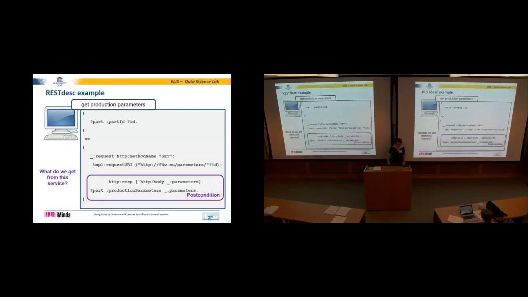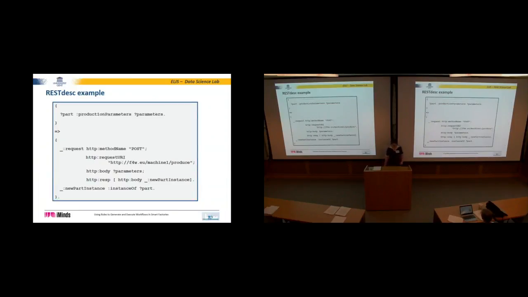And then we have a postcondition. The postcondition always explains what we would get by this call. So here we would get production parameters. Interesting here is that these parameters are a blank node. This means they are also variable, they are unknown information.